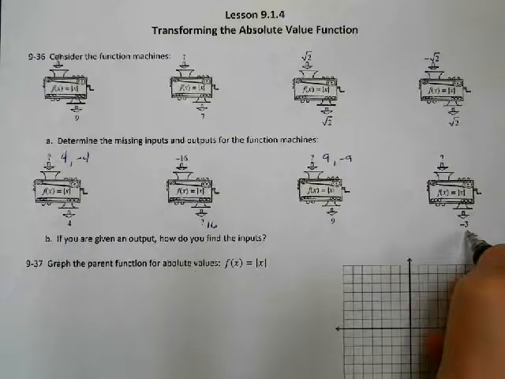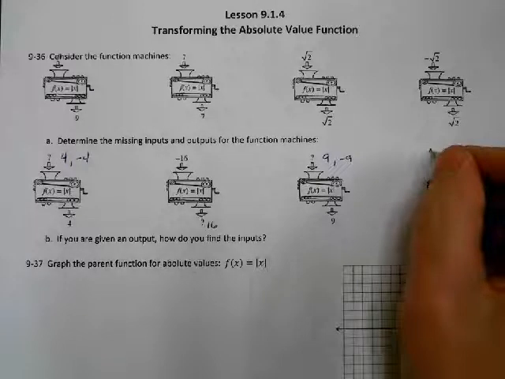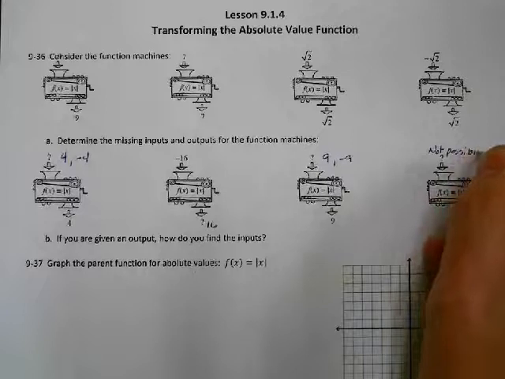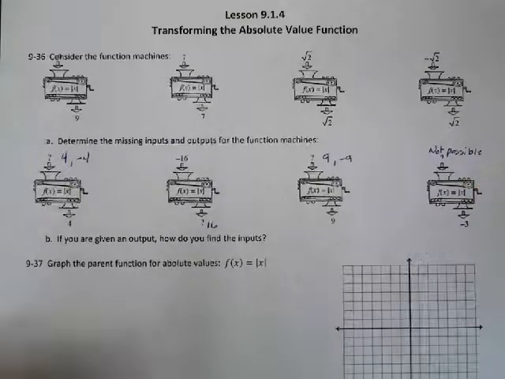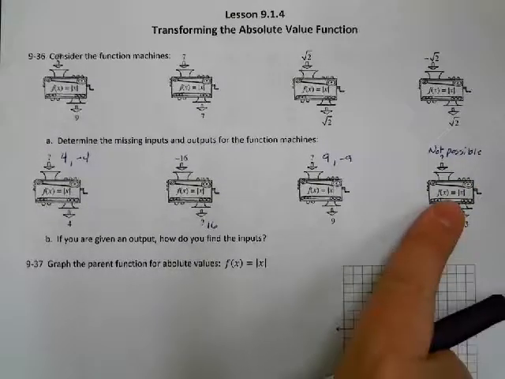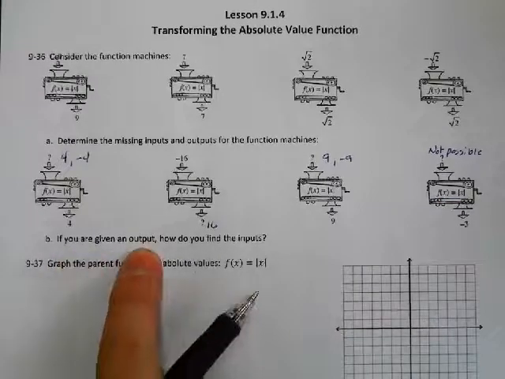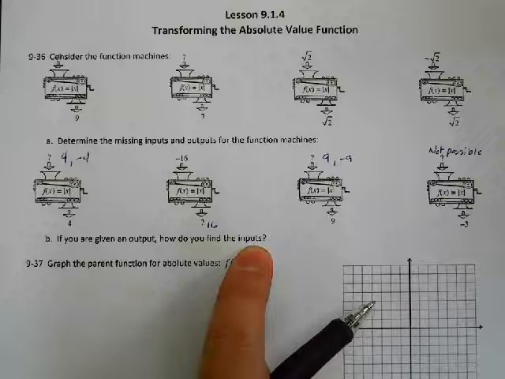Over here, I've got negative 3. That's not possible. Our outputs always have to be positive when we have an absolute value. So this is not possible. There are no inputs that would give us an output of negative 3 because the absolute value always makes it positive. So if you are given an output, how do you find the inputs?